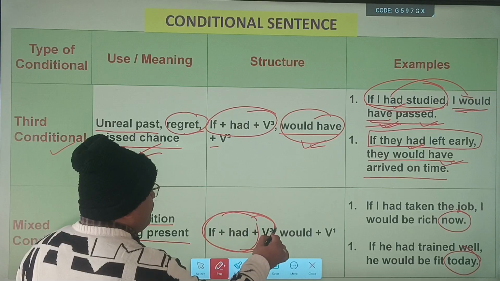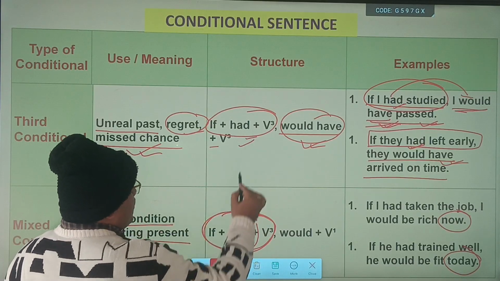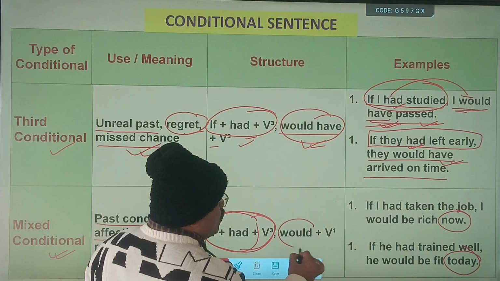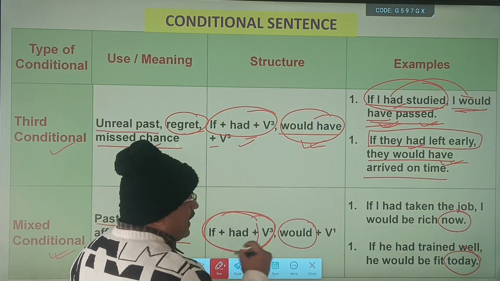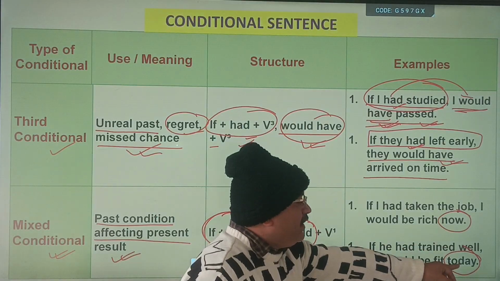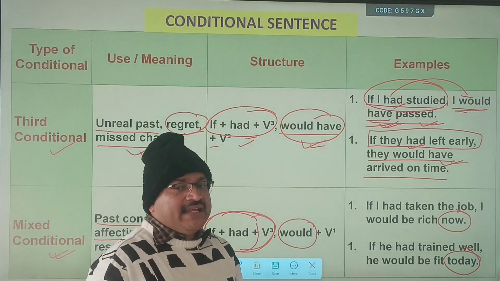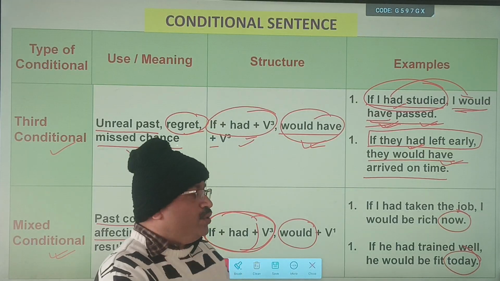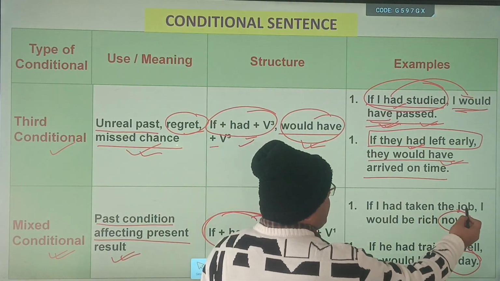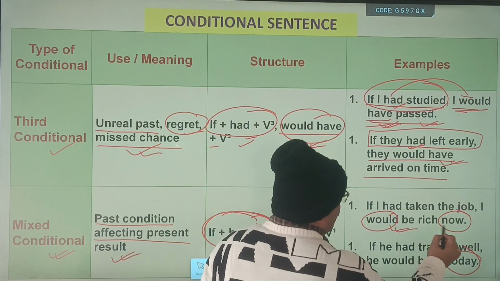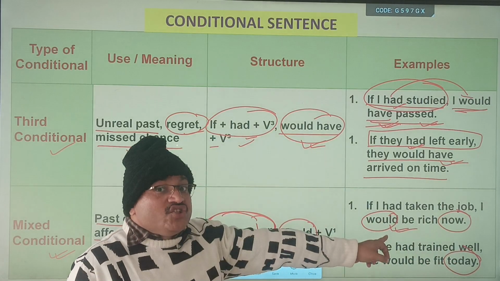If had V3, like here, yes or no? But the main clause will take would, not would have. And how will we come to know this? If there is now and today, these are the keywords, then in place of would have, you will use what? Would. If I had taken the job, I would be rich now.